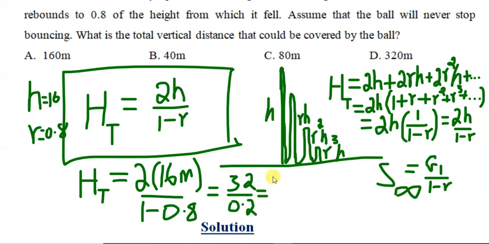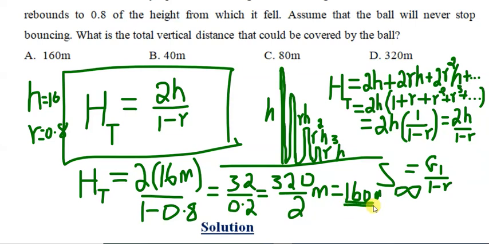It becomes 320 over 2 meter. This is simply 2 meter. When 320 meter is divided by 2, it becomes 160 meter. 160 meters. That is the total vertical height, the total vertical height that is covered by the ball.